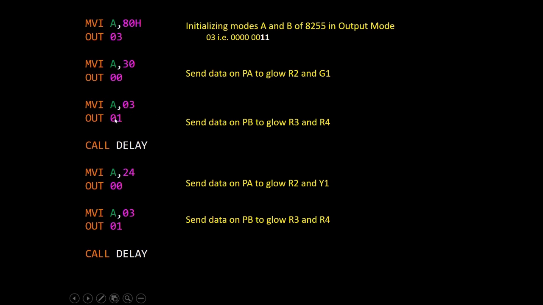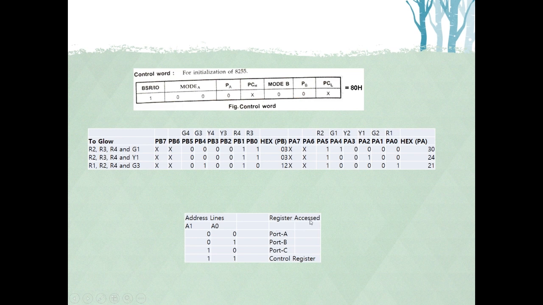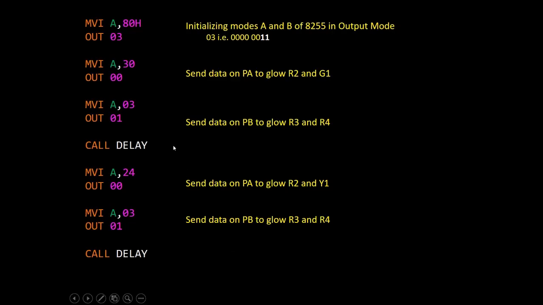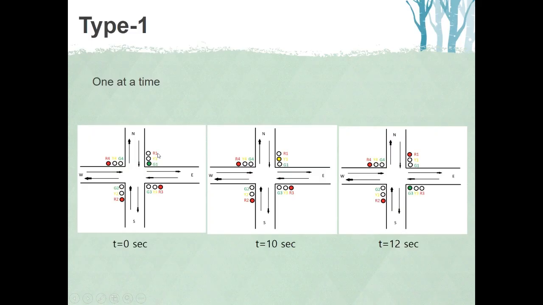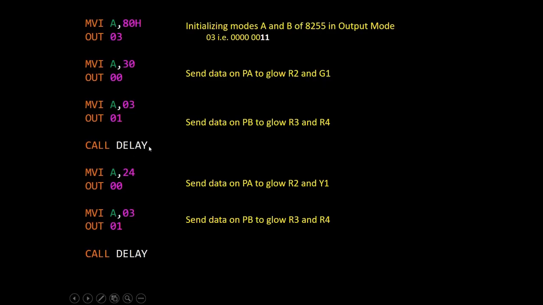And then we output it on register B, and that's why we are writing 01, because for outputting something on register B, we need to put address lines A1 and A0 as 0 and 1 respectively. Then our lights R4, R2, R3, G1 are glowing. So now we need a delay of some time, say 10 seconds. So for the delay, we are calling a delay subroutine, and this delay subroutine will be defined later on.